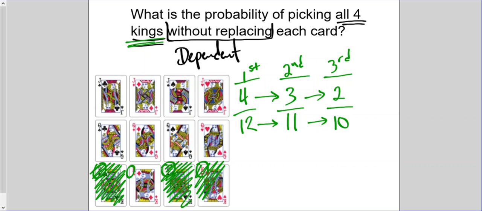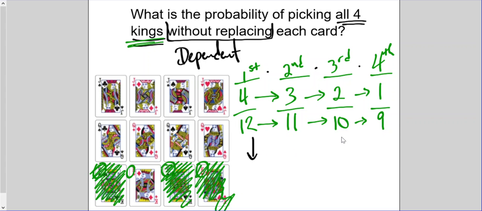Let's say I took out this one. Now on my fourth one, I only have 1 king left. And I only have 9 cards left. I have the 1 king and these 8 jacks and queens. I'm still thinking about the probability of all of these happening. It means I multiply those probabilities together. I multiply that, times that, times that, times that.